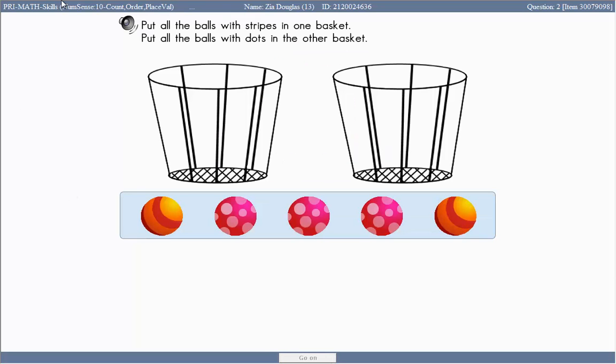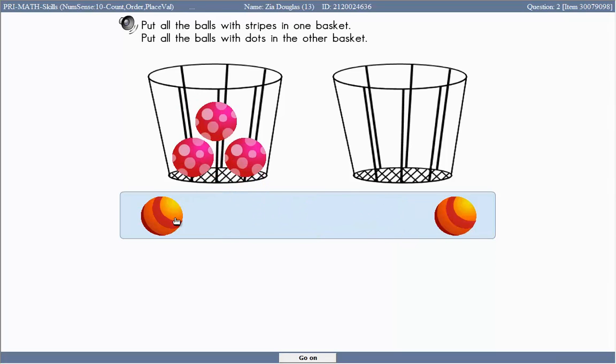Put all the balls with stripes in one basket, and all the balls with dots in the other basket. So they're wanting them to sort, which would be, they would have to know that all of the dots go together and all of the stripes go together. If they mix them up, then that would be counted as wrong.